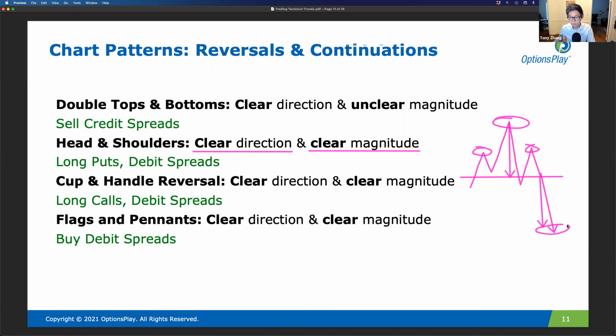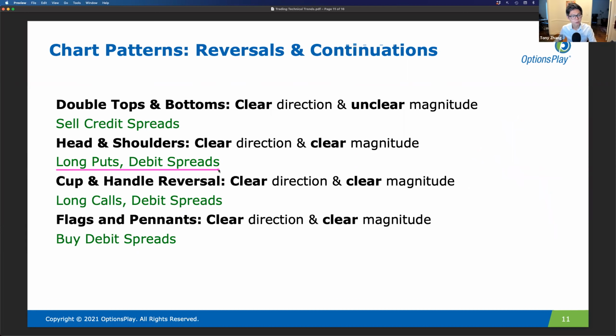So you have a clear sense for how far the stock can move once it completes a head and shoulders pattern. So this gives you a clear sense for direction, clear sense for magnitude. So the only decision that you have to make is whether you use puts or a put debit spread. And that all comes down to whether there's a catalyst event coming up, like an earnings event. If there is, you might want to just buy that put and see that acceleration. If you think it's going to be more muted, then buying that debit spread may be more suitable.